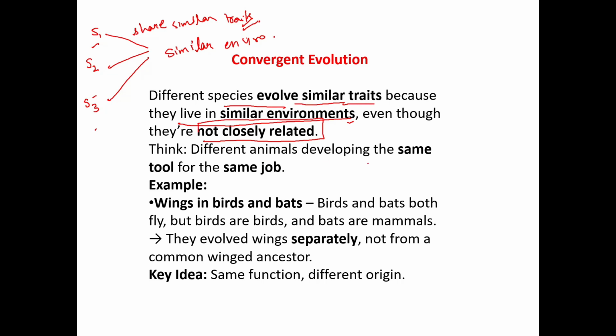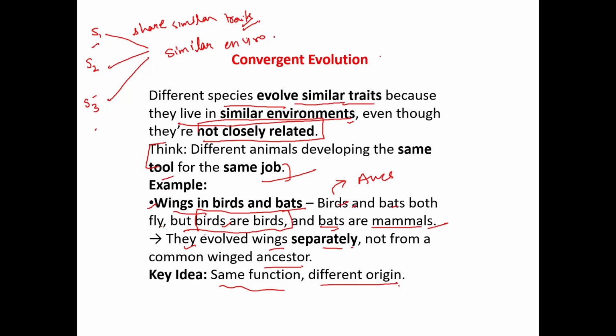So different animals develop the same tool for the same job. As an example, let's take wings in birds and bats. Birds and bats both fly, but birds and bats are different species, right? Birds are classified under the category of Aves. So they evolved wings separately, not from a common winged ancestor, but perform the same function, with a different origin.